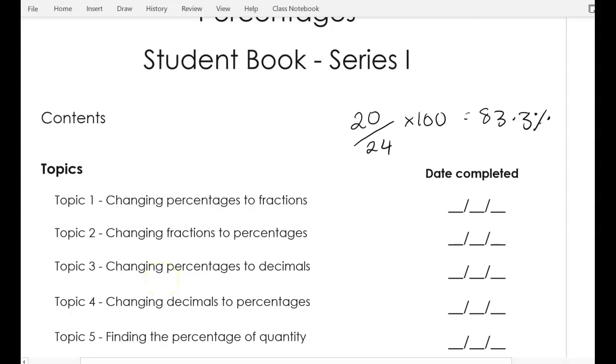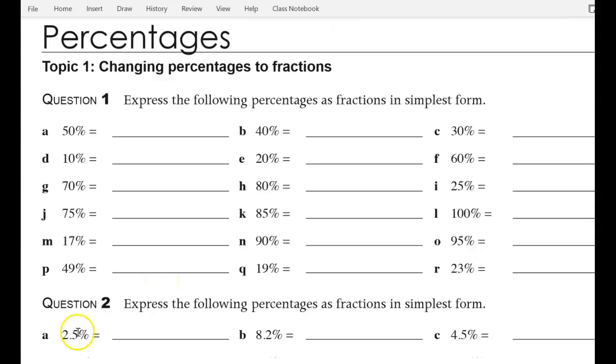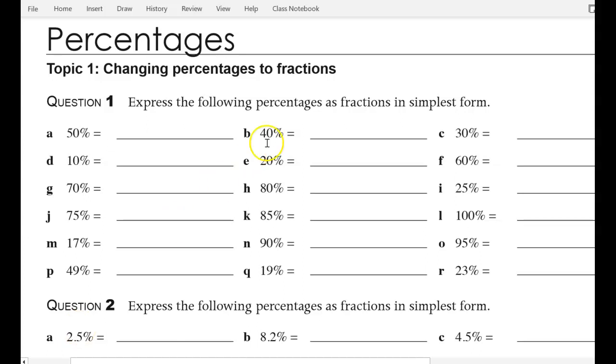So I'm assuming most of you know this, which is great. So it's just going to be a little bit of revision. So let's go and have a look at topic 1. Okay, so topic 1 is looking at changing percentages to fractions. So be really careful that you're actually reading the question first. So it says express the following percentages as fractions. So we want to go to fractions, but we want them in their simplest form. So I've highlighted those 2 important words. So we want to go to fractions and then we want to make it in its simplest form.